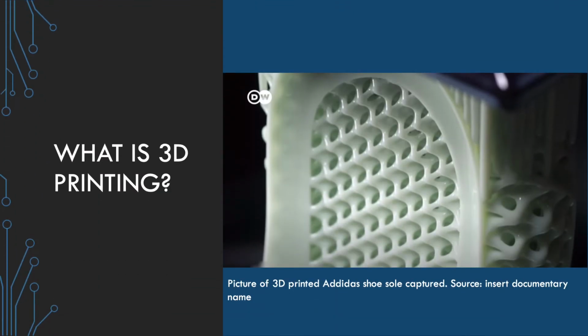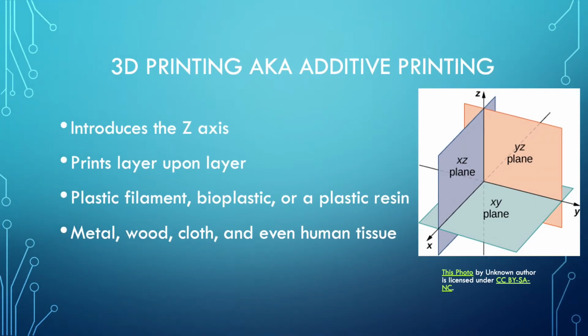What is 3D printing? 3D printing, also known as additive printing, is characterized by the addition of the z-axis. A good way to think about it is x is length, y is width, and z is height. 3D printing achieves this height by printing layer upon layer until you have a complete three-dimensional object.